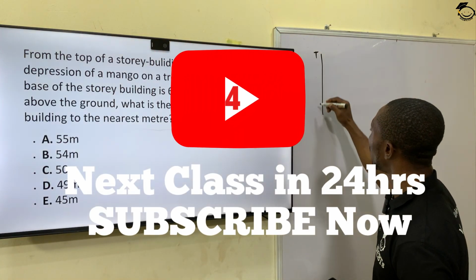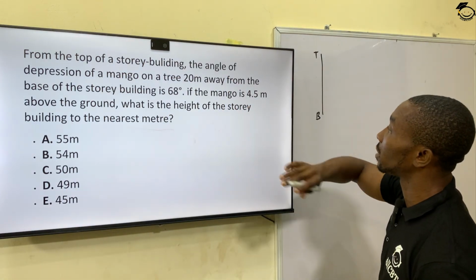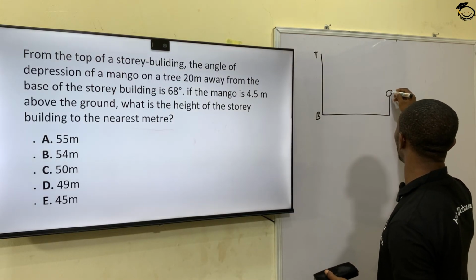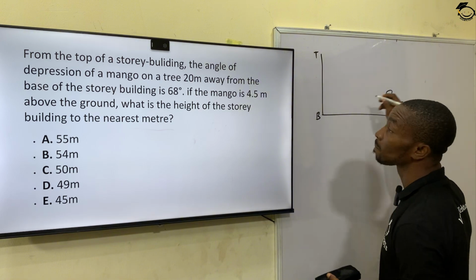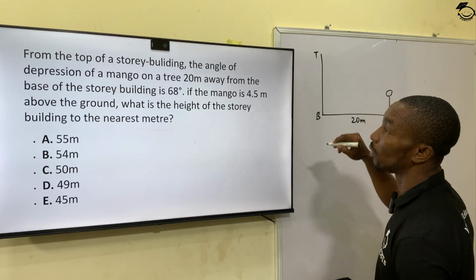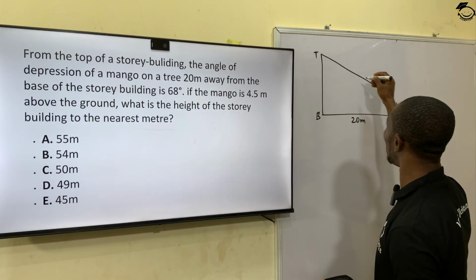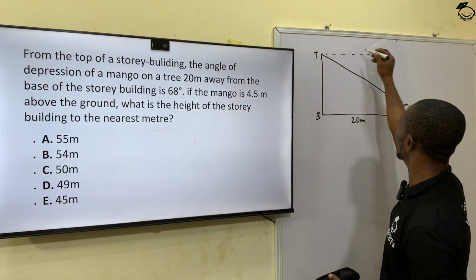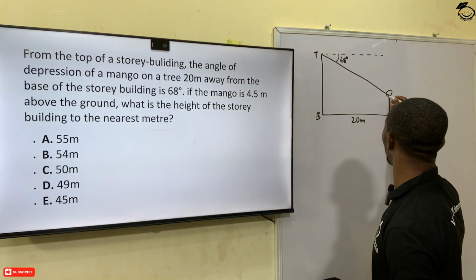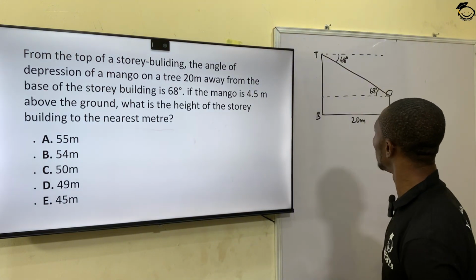Now, in interpreting this, we have a story building. This is our top, and this is the foot of the building. It says the mango is on a tree 4.5 meters high, and it's 20 meters away from the base of the story building. So our angle of depression to the mango is 68 degrees. That means from the mango, our angle of elevation is also 68 degrees.